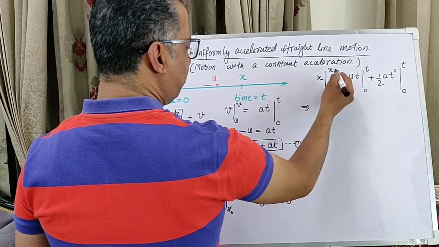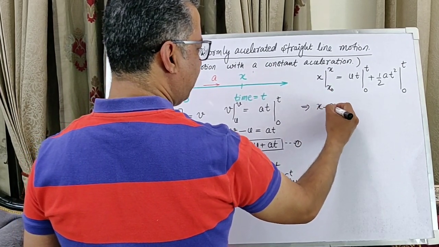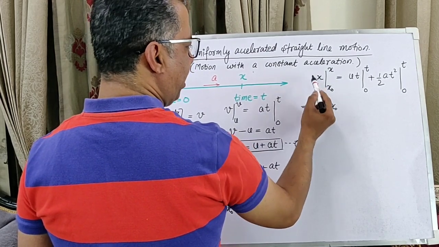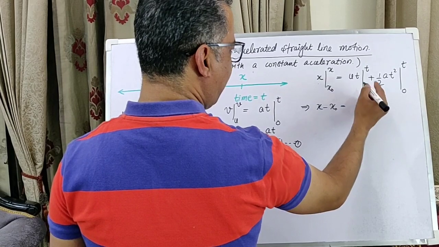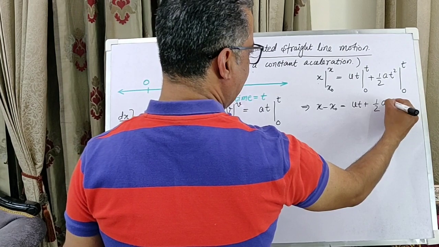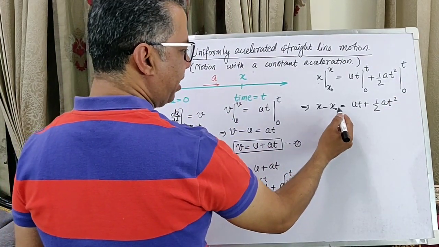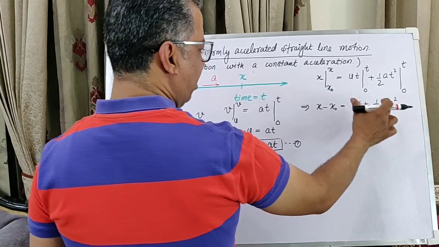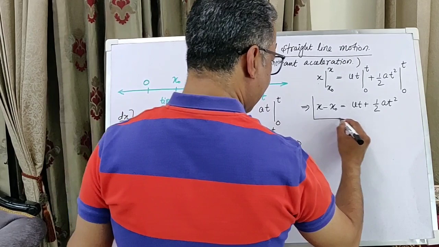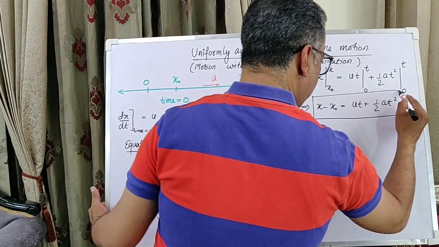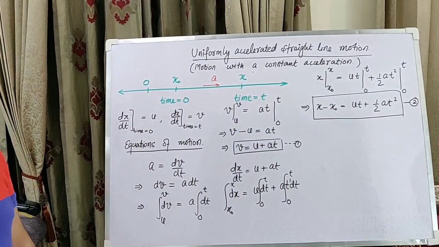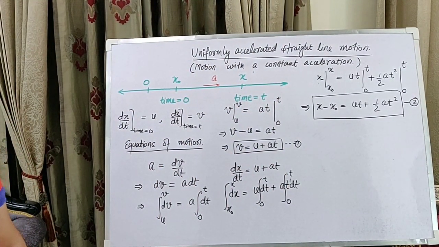Now in place of x, when you substitute x and x naught, you get x minus x naught, the value of this function at the upper limit, minus the value of the function at the lower limit. On the right hand side, you have ut plus half a t square. Now this on the left hand side is the displacement, and we get displacement equals ut plus half a t square. That was the equation you used in class 9 as well, in the earlier classes. That's the second equation of motion.